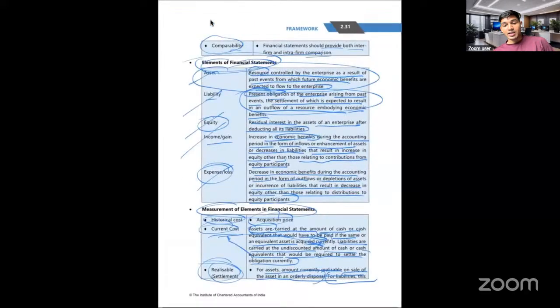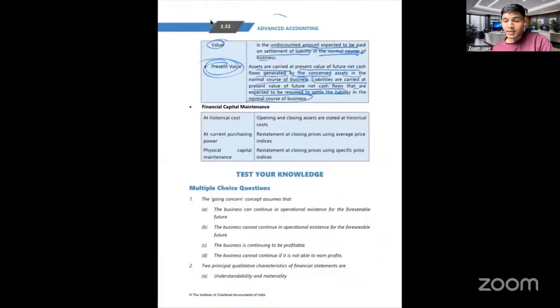So for net realizable value, it is the amount currently realized on the sale of an asset in an orderly disposal. When we sell the asset, the amount we will realize is the realizable or settlement value, while current cost is for the acquisition of an asset currently and the settlement of a liability currently.